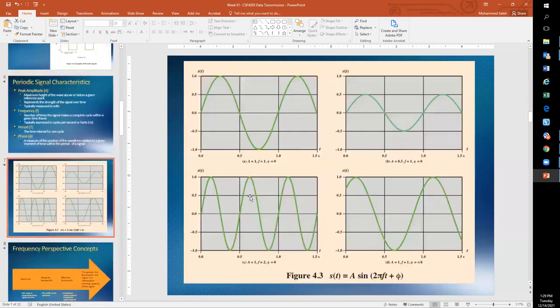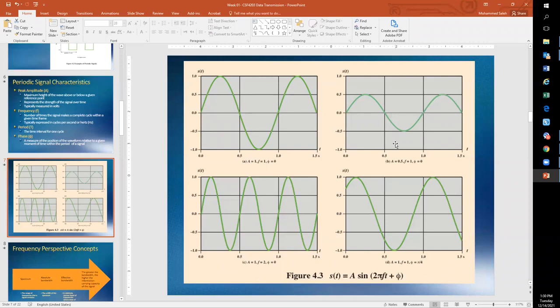Now here we have some important examples of how to measure or calculate the period and frequency. For this signal here, the time needed to complete one full cycle is 1 second. As you can see here, we started from 0, then we reach 0 again, so it is 1 second. So this is the period. So the frequency is equal to 1 over T, 1 over 1. So the frequency is 1 hertz. The amplitude is also 1 volt.